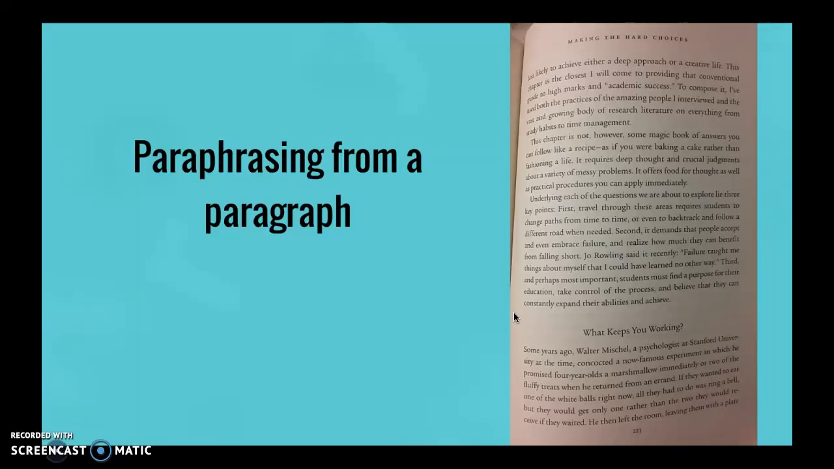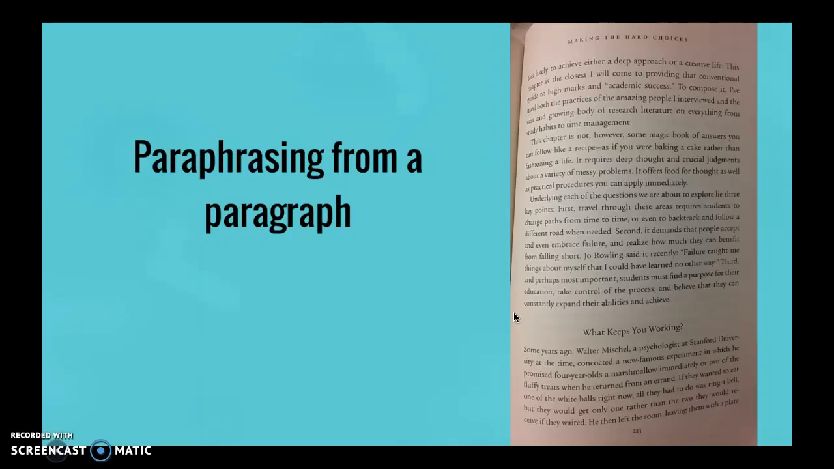Underlying each of the questions we are about to explore lie 3 key points. First, travel through these areas requires students to change paths from time to time, or even to backtrack and follow a different road when needed. Second, it demands that people accept and even embrace failure and realize how much they can benefit from falling short. J.K. Rowling said it recently, "Failure taught me things about myself that I could have learned no other way." Third, and perhaps most important, students must find a purpose for their education, take control of the process, and believe that they can constantly expand their abilities and achieve.